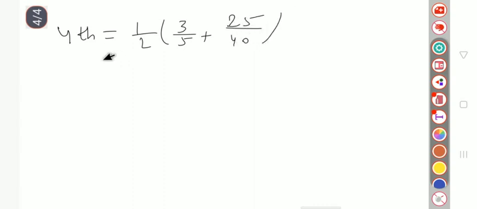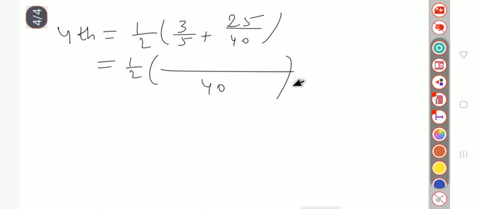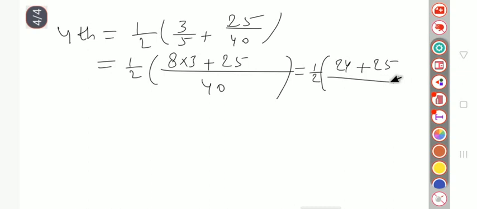Now 1 upon 2, what is the LCM of 5 and 40? It will be 40. So 5 eights are 40, so 8 into 3 is 24, plus 40 divided by 40 is 1, into 25. Now it will be 1 upon 2, 24 plus 25, divided by 40.